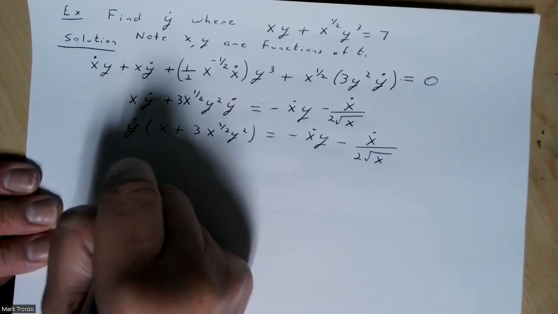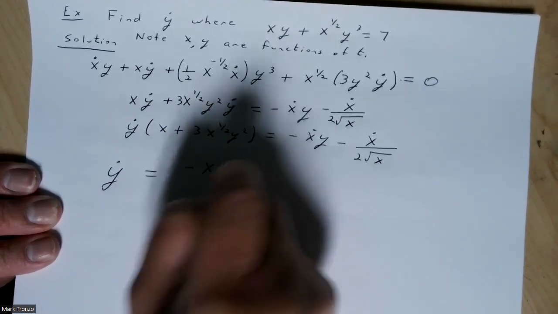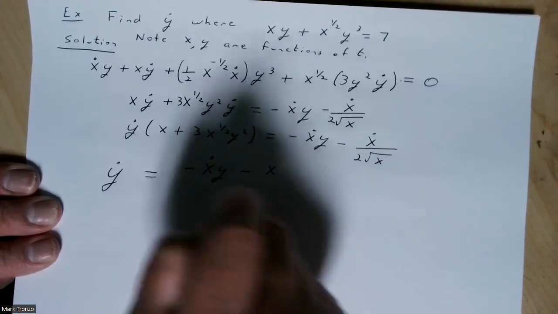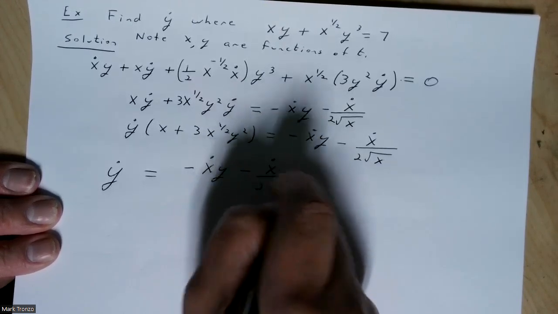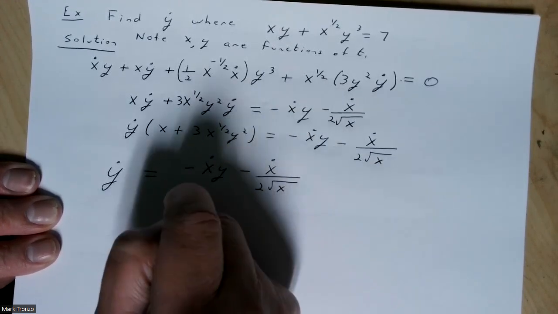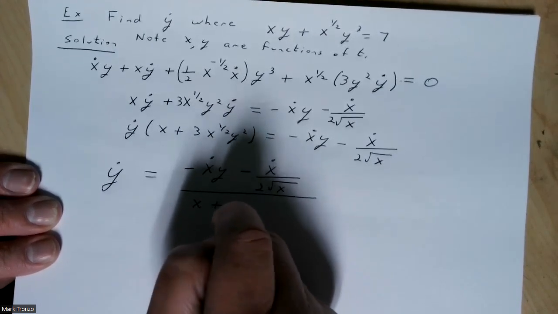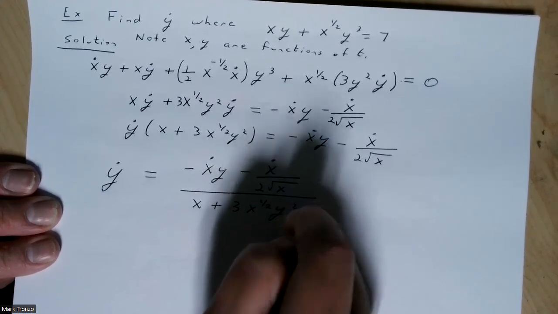I'm going to have y dot equals negative x dot y over 2x, divided by x plus 3, x to the 1/2, y squared, like that.